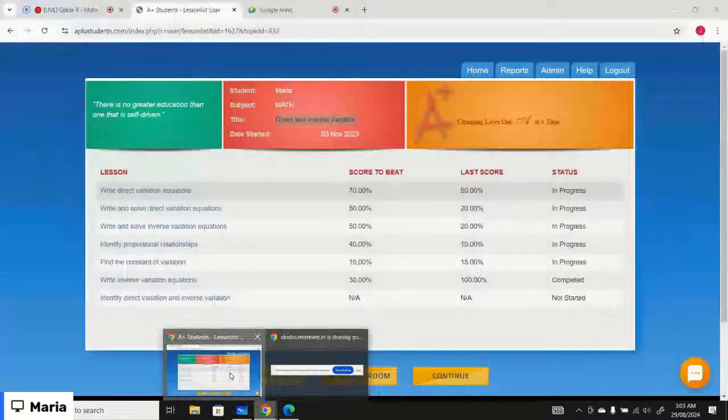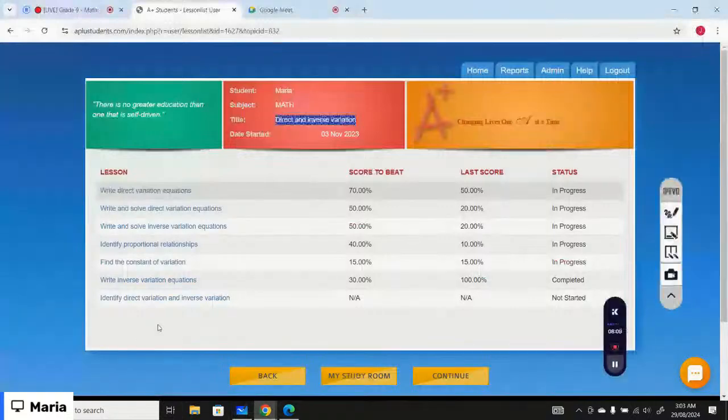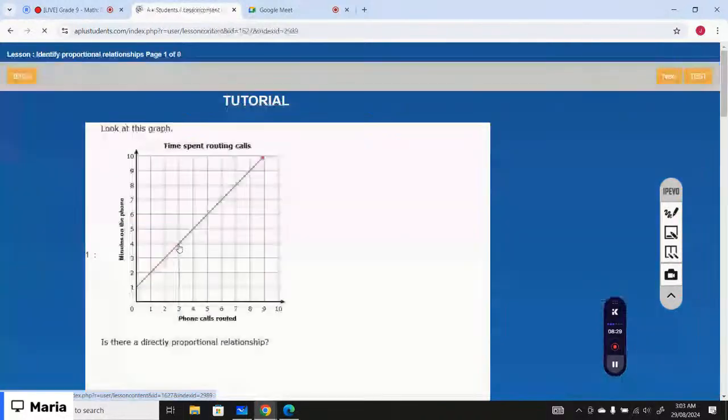So here I am on grade 9 math. The chapter we are on right now is direct and indirect variations. So let's just start with the lesson, that is identify proportional relationships.